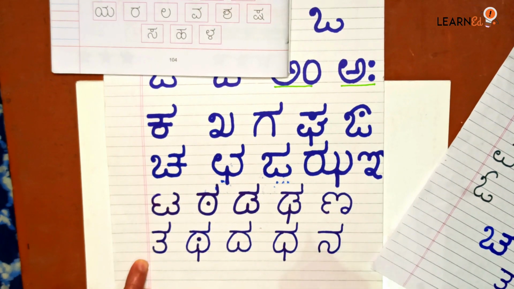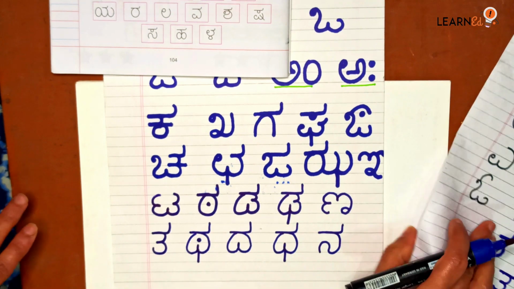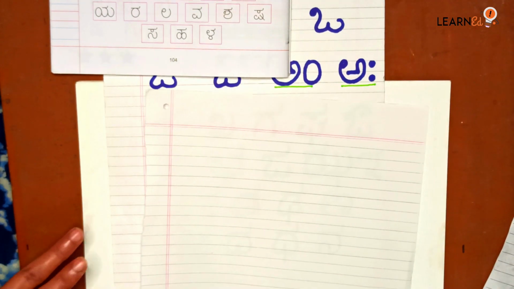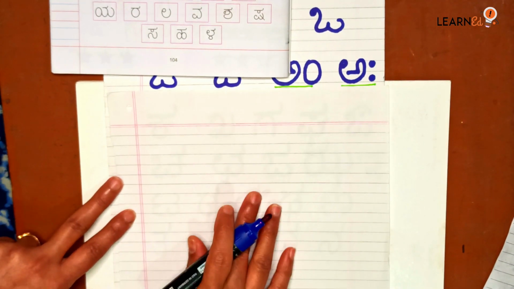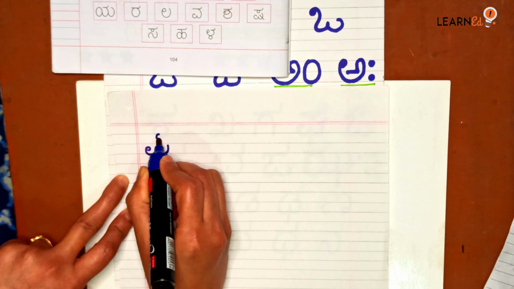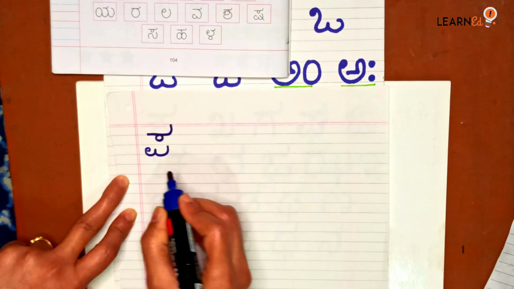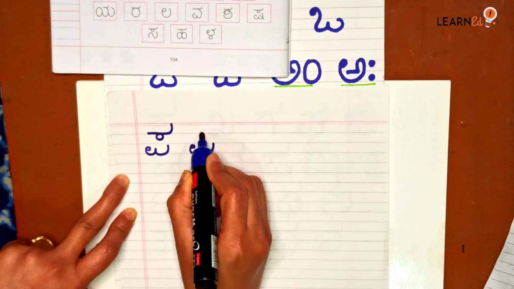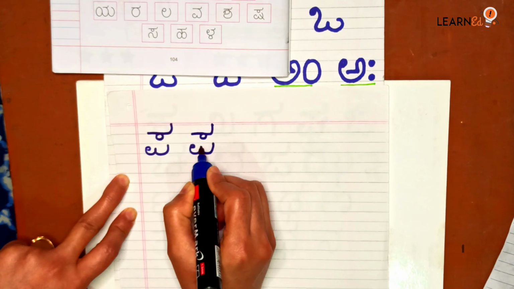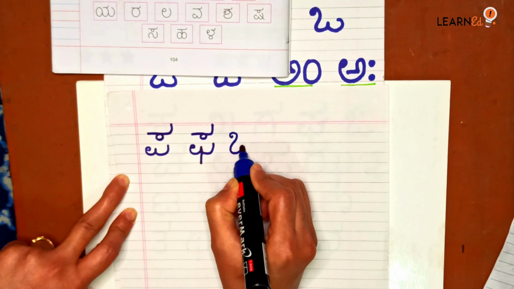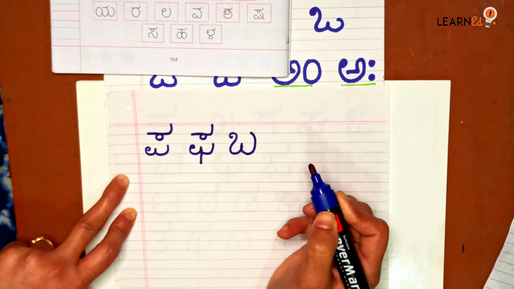Na and na. Now the next letter is pa. I'll take another sheet. Pa. It's very easy. 0, up, pa. Pa, similar to pa, 1 Mahaprana. Pa, pa. Ba is like 0, but you have to bring it up till here.